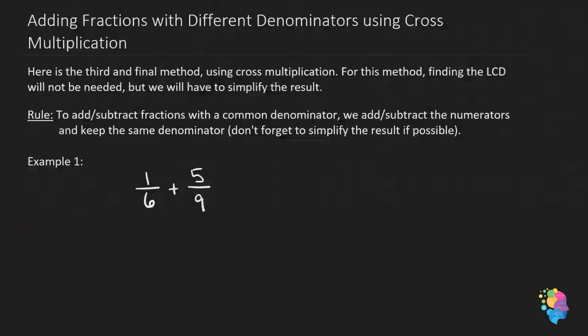Our third and last method is using cross multiplication. It does not require for us to find the LCD. While in the first two methods we didn't have to simplify, that doesn't mean that you will never have to. However, for this particular third method, at some point we will have to simplify the sum. We will be using one of the methods from the video on simplifying fractions to do this process.